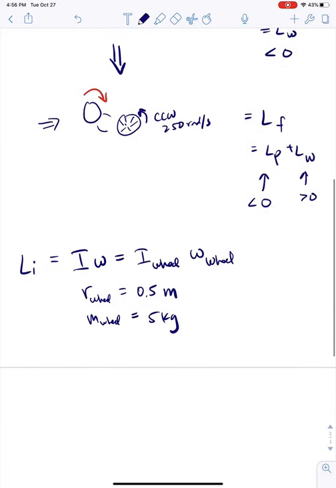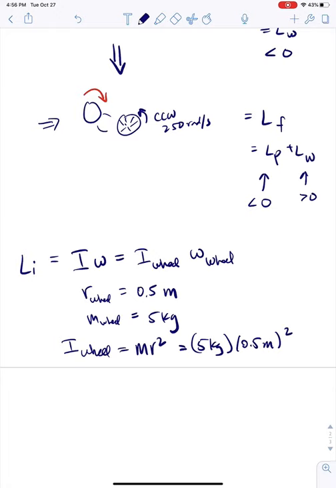We know that the moment of inertia of a wheel is mr squared. We can assume that it's like a hoop, most of the mass is on the outside. And so that's 5 kilograms times 0.5 meters squared, which is 1.25 kilogram meters squared for the moment of inertia. And we know that the omega of the wheel initially is negative 250 radians per second because it's rotating clockwise.